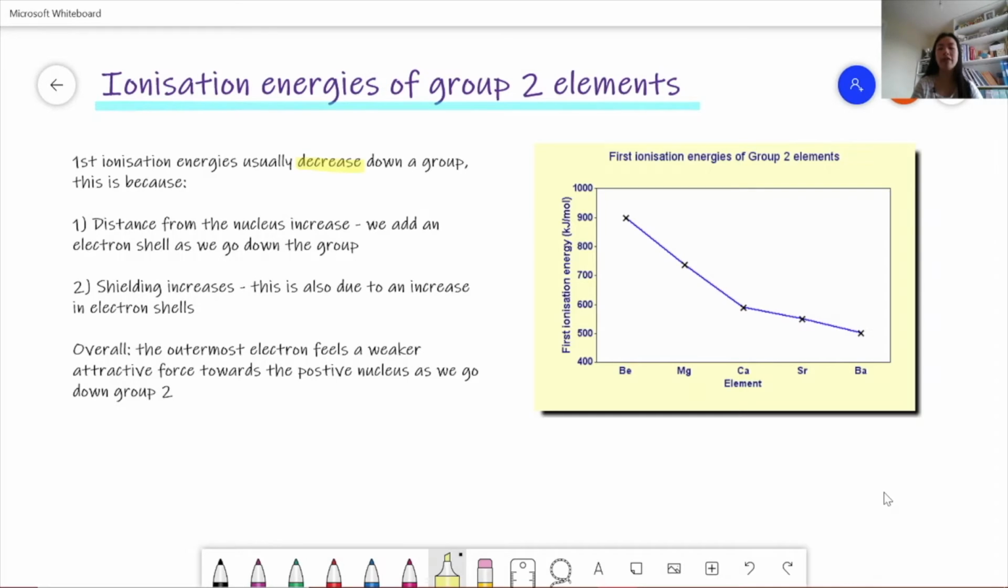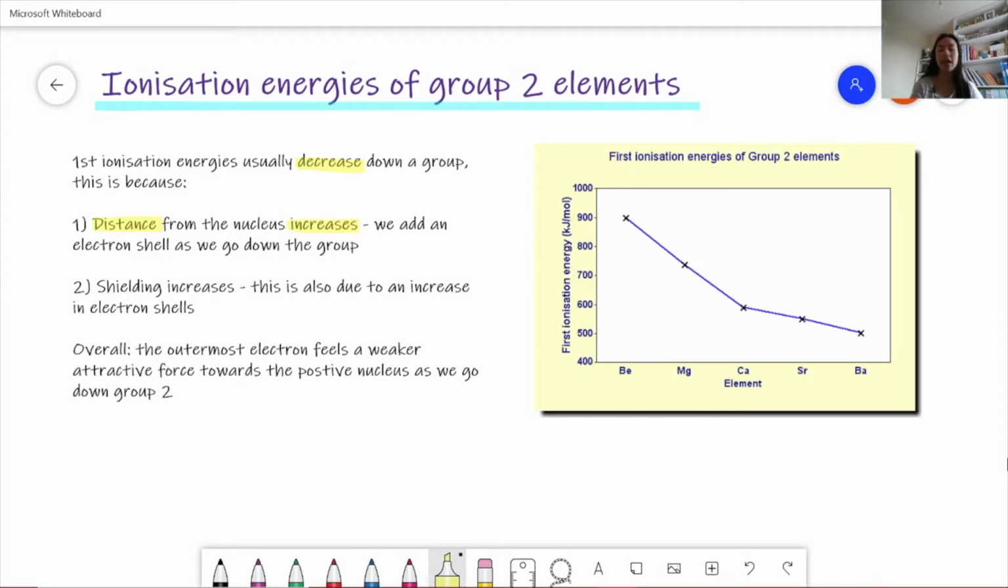And we have three factors which could affect ionization energy, and those are the nuclear charge, the distance from the nucleus and outermost electron, and also shielding. And so we have two reasons why first ionization energies will decrease down a group. And so the first is that the distance from the nucleus increases. And this is because as we go down a group, we add an electron shell each time because they're in different periods. And so that's why the distance from the nucleus increases between the outermost electron and the nucleus.